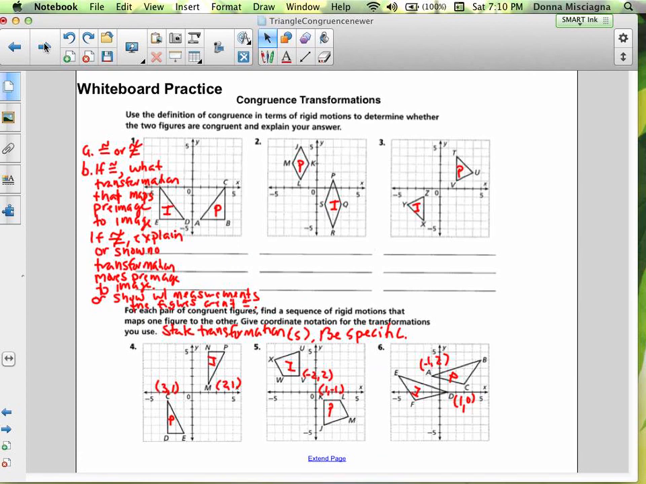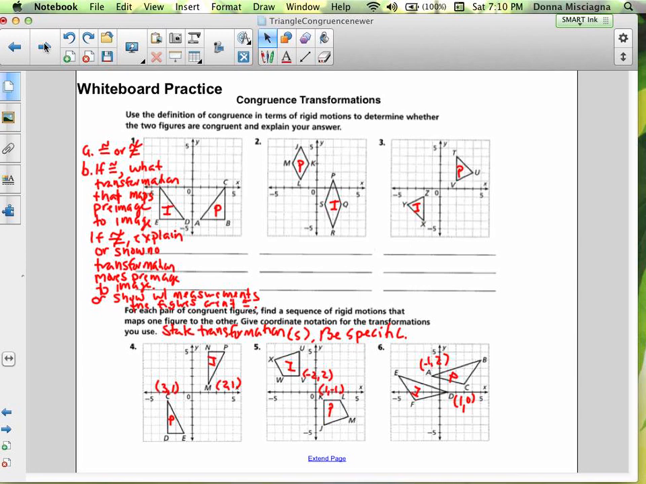On the second set of problems, for each pair of congruent figures, they're already telling you they're congruent. Find a sequence of rigid motions that maps one figure to the other. Give the coordinate notation for the transformations you use. State your transformations, be specific. I'm going to be very unhappy with you if you tell me rotate, translate, reflect, and that's it. Notice it says coordinate notation.